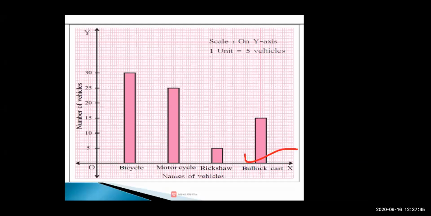Now next is what? You have to write the number of vehicle. Now see the smallest number. Bicycle was 30, motorcycle was 25, auto rickshaw was 5 and bullock cart was 15. So among them, what was the smallest number? Which was the smallest? Very good. The smallest number was 5.